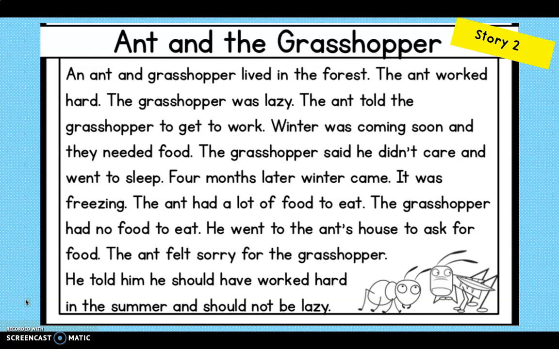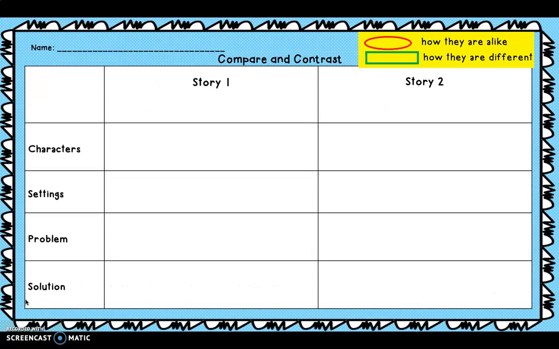Well, now that we read both stories, let's look at our organizer for comparing and contrasting our story elements. So we have characters, the setting, problem, and the solution. Okay, so in story 1, which is the cardinal and the robin, let's think about who our characters were. Go ahead and think about it in your head. You have them? Let's see if you're right. Oops, I forgot. Oh my goodness, we can't forget story 2. It was the ant and the grasshopper.